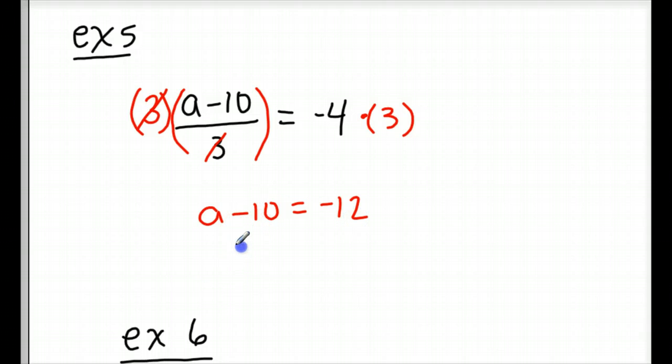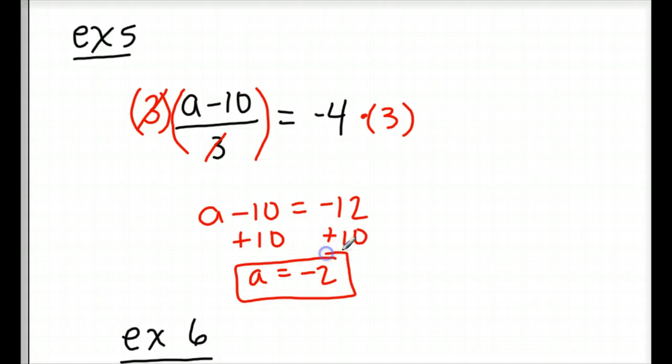So now what do we do? Now you add 10 to both sides, and you get a is equal to negative 12 plus 10, which is a negative 2. And you're done. Notice how we didn't add 10 first. We first multiplied to undo this big division right here, and then we added 10.